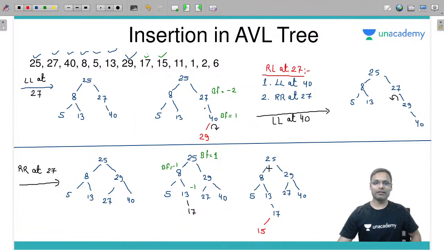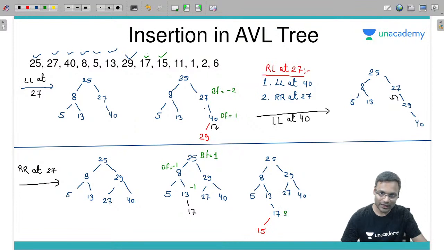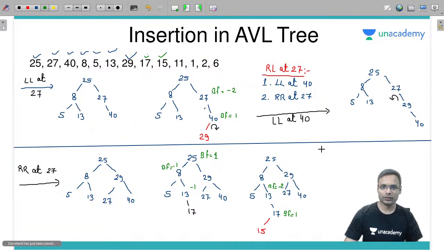When you insert 15 in the left of 17, you just check at 17, what is the balance factor at 17? 1 minus 0 is 1. At 13, what is the balance factor? 0 minus 2 is minus 2. So there is imbalance at 13, yes, imbalance at 13. Since there is imbalance at 13, it must be fixed.